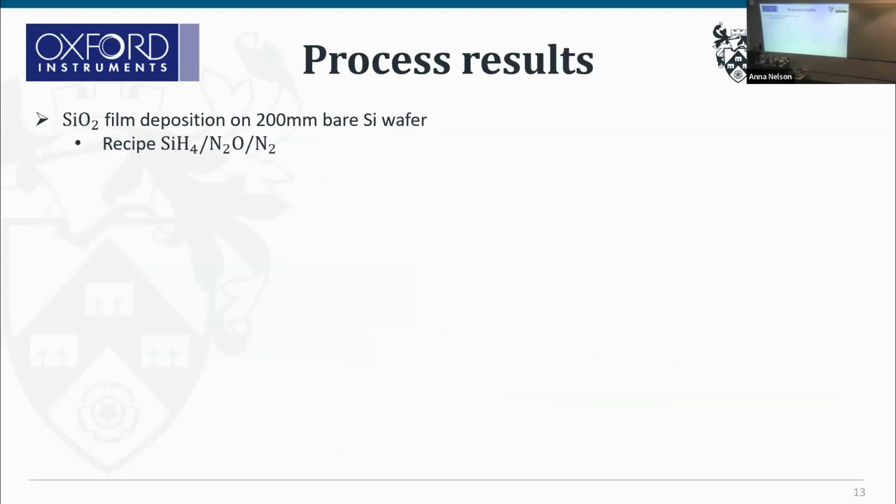So we deposited SiO2 film on a 200 mm bare silicon wafer, and the recipe that we used was the mixture of silane, N2O, and N2. So again, it is a silane-based process, and the silane species play a significant role in determining this film deposition.